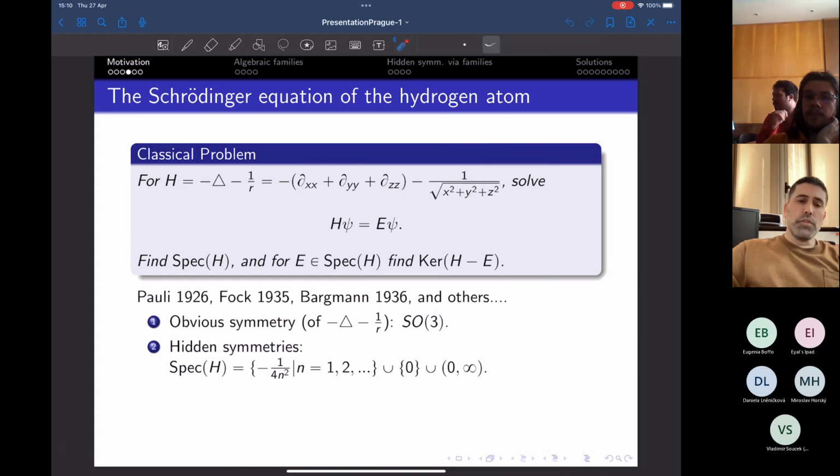So first of all, the spectrum consists of real numbers: all positive numbers, including zero, and a sequence of negative numbers proportional to 1 over n squared, converging to zero.